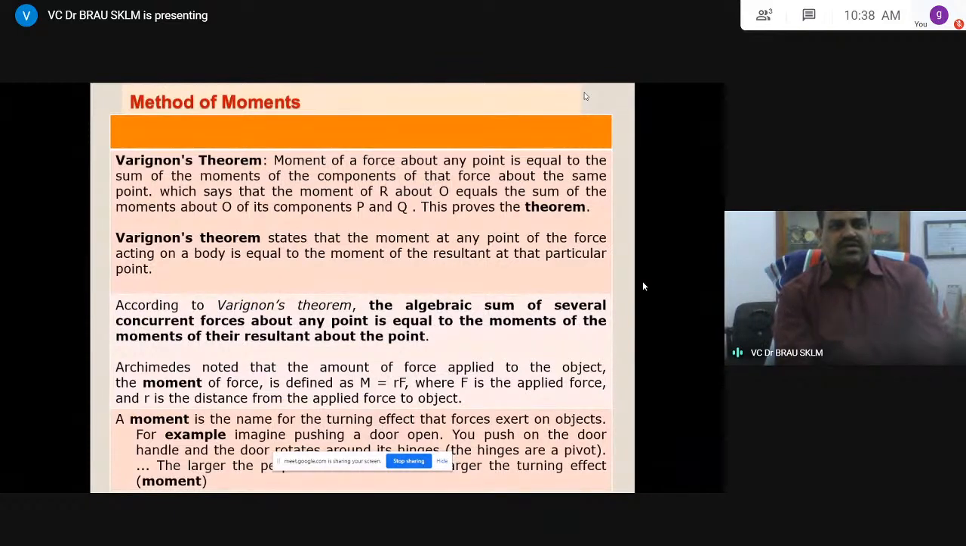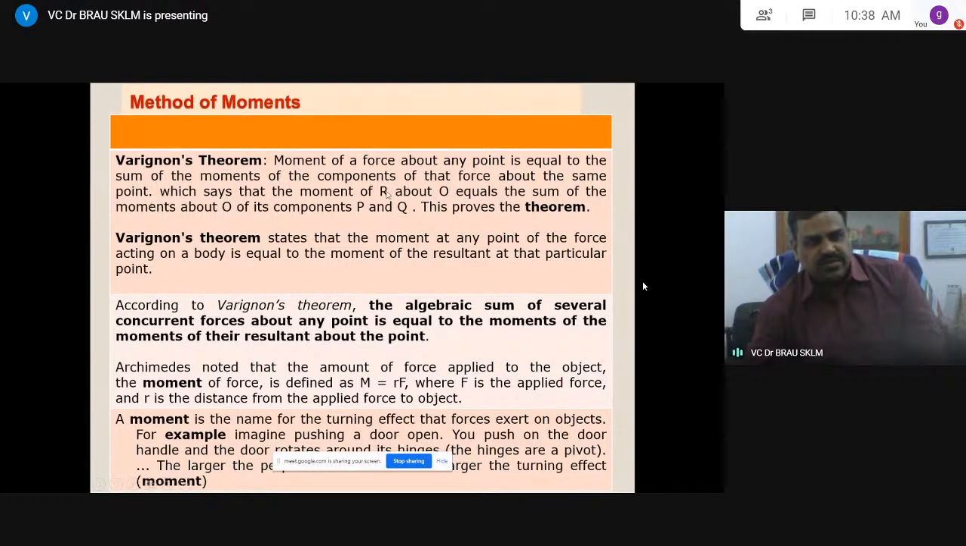It mainly deals with a concept whose credit goes to Varignon's theorem. Archimedes noted that the amount of force applied to the object, the moment of a force, is defined as F into r, where F is an applied force and r is the distance from the force to a particular point. But what Varignon's theorem says is that the moment of a force about any point is equal to the sum of the moments of the components of that force about the same point.